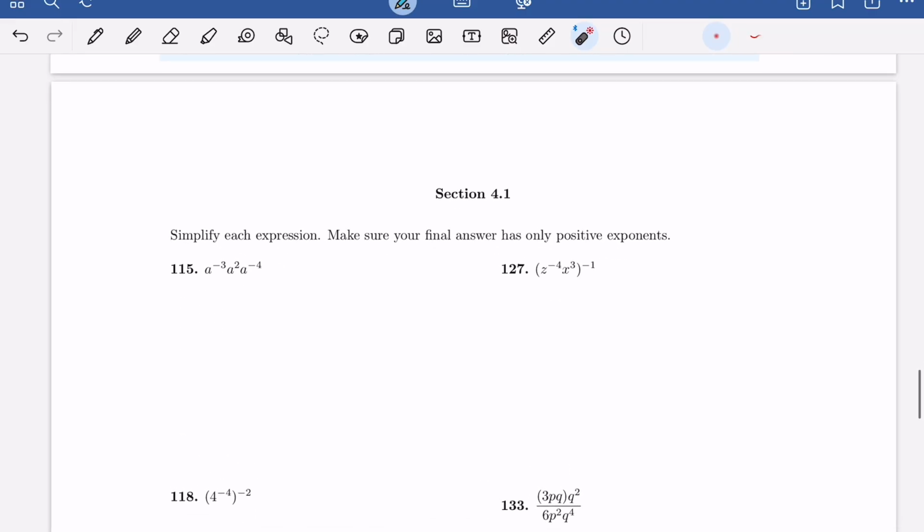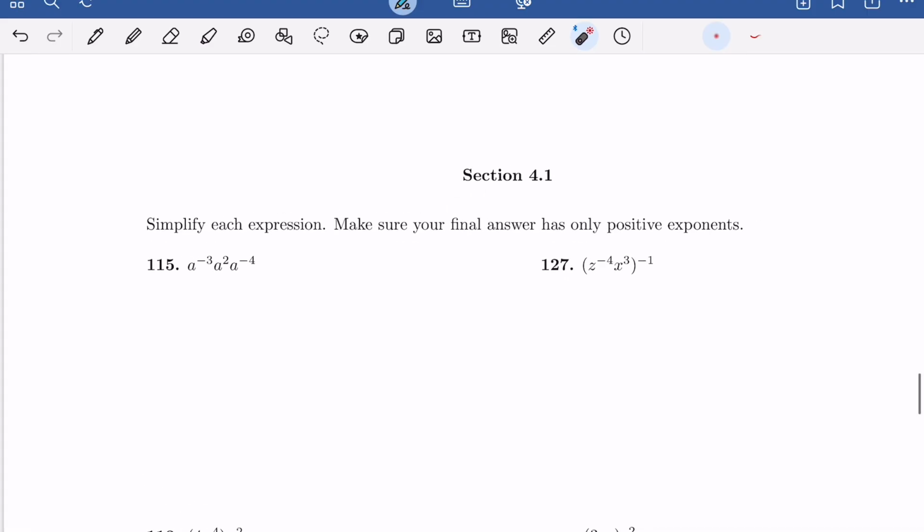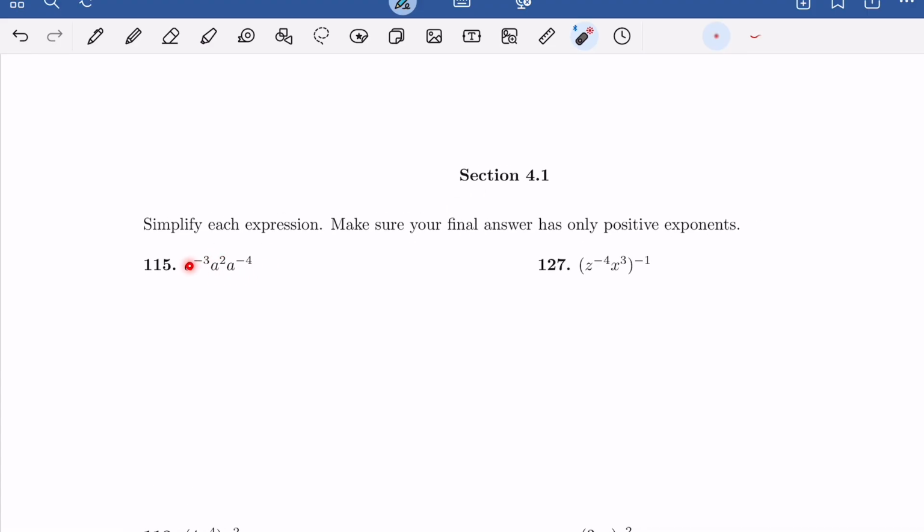So for section 4.1, we have these exercises here, and for each one, we want to simplify each expression and make sure our final answer has only positive exponents. So let's look at this first one here. We have the product of these three exponential expressions. So this tells me we might be using our product rule since we have the product of these guys and they all have the same base of a.